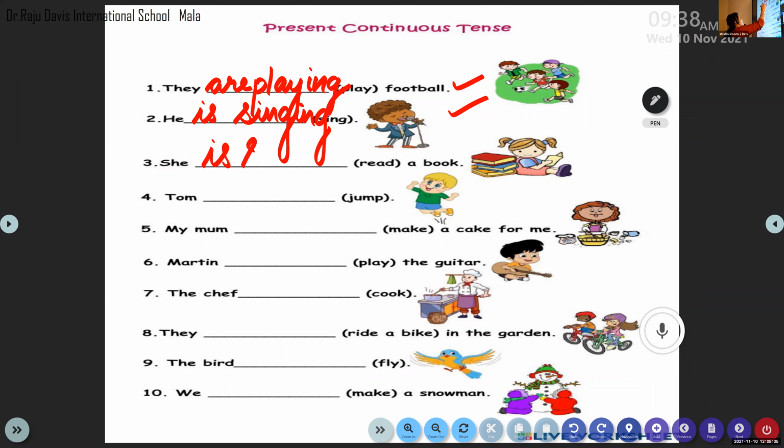Now you have learned the form of action in progress. That is, first we have to add am, is, are plus the verb plus ing. So, she is reading a book. Very good, Ryan. Now we'll move on to Ishan. Tom is jumping. Very good, Ishan. Just put a tick mark against your answers if they are right.